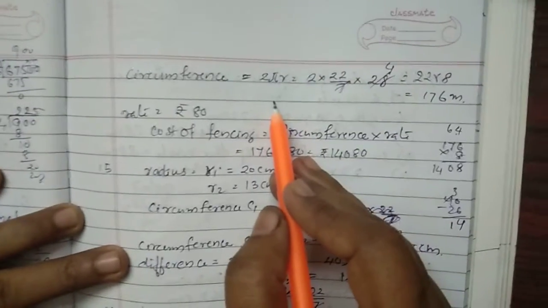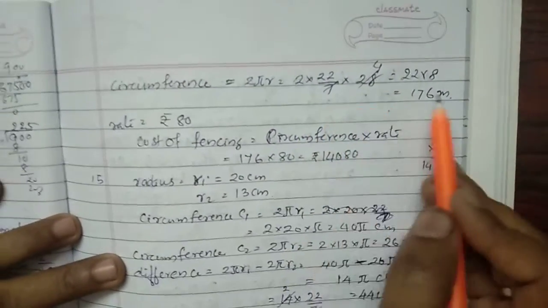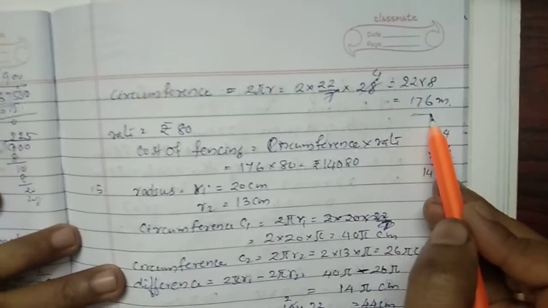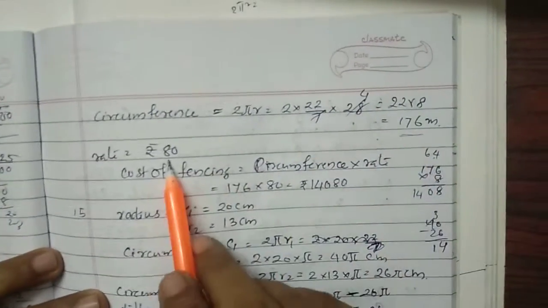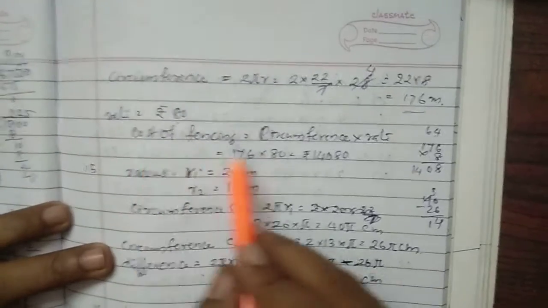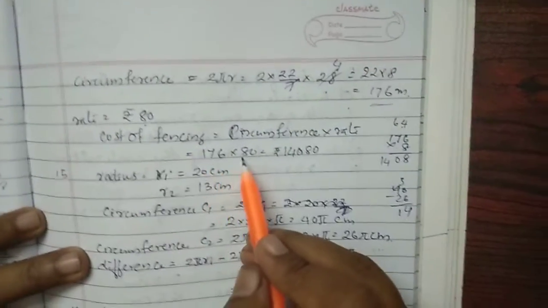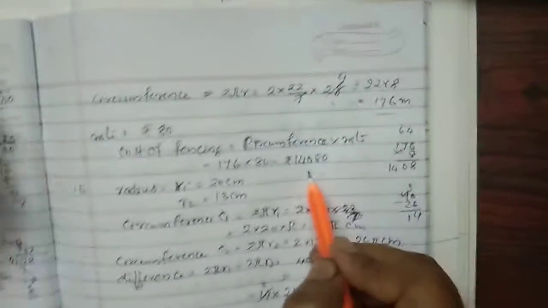Look at here, diameter is given as 56, so radius equals 56 by 2, 28. Now circumference equals 2 pi r, that is 2 into 22 by 7 into 28. You will get 176 as its circumference. Rate for fencing is 80 rupees. So cost of fencing equals circumference into rate. 176 into 80, you will get the amount. Okay.